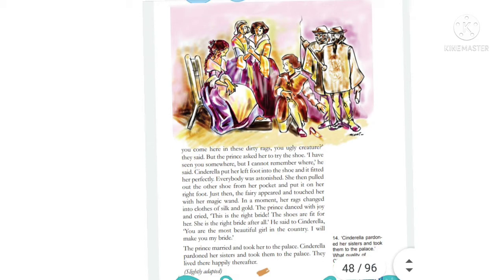Just then the fairy appeared and touched her with her magic wand. In a moment, her rags changed into clothes of silk and gold. The prince danced with joy and cried, "This is the right bride. The shoes are fit for her. She's the right bride after all." He said to Cinderella, "You are the most beautiful girl in the country. I will make you my bride." The prince married and took her to the palace. Cinderella pardoned her sisters and took them to the palace. They lived there happily thereafter.